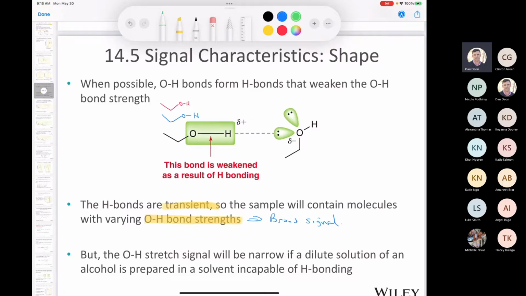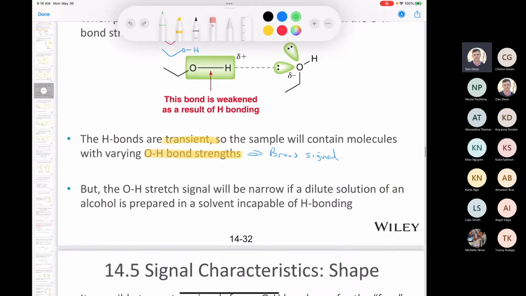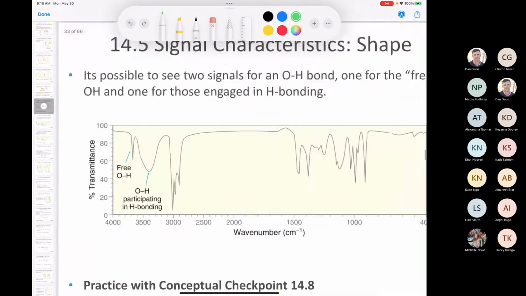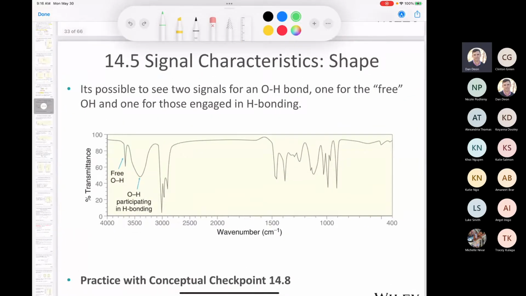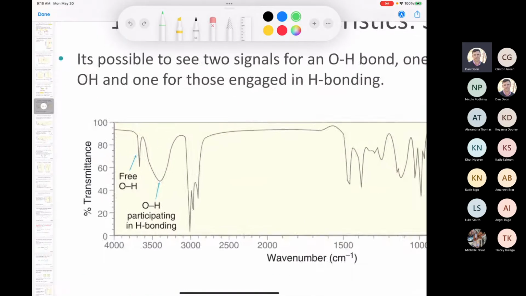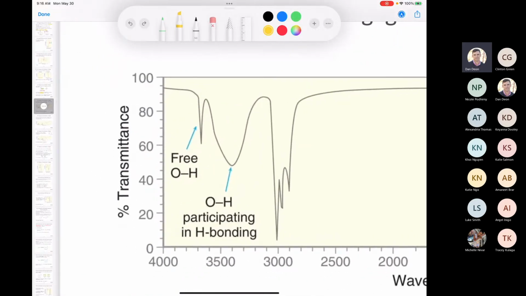If you have a solution of an alcohol and it's dilute enough, if it's really dilute, then there's going to be no opportunity for hydrogen bonding. And so in that case, you don't see a broad signal. Let me show you what you would see. If you have an alcohol that is really dilute, what you see is just a sharp signal because there's no stretching. So you usually see a really sharp signal.